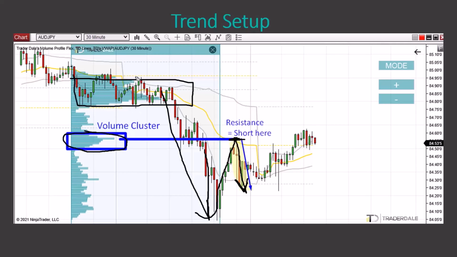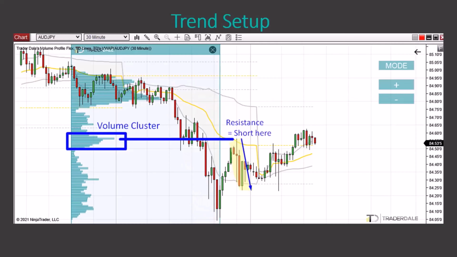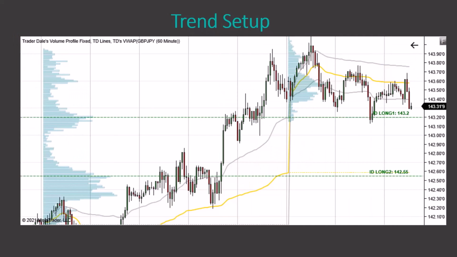Those massive volumes from this rotation, which took place before this strong sell-off. So another viable level to trade from would be here. All right, so that's the trend setup as well as the volume accumulation setup. Now let me show you another example where you can see both those setups.